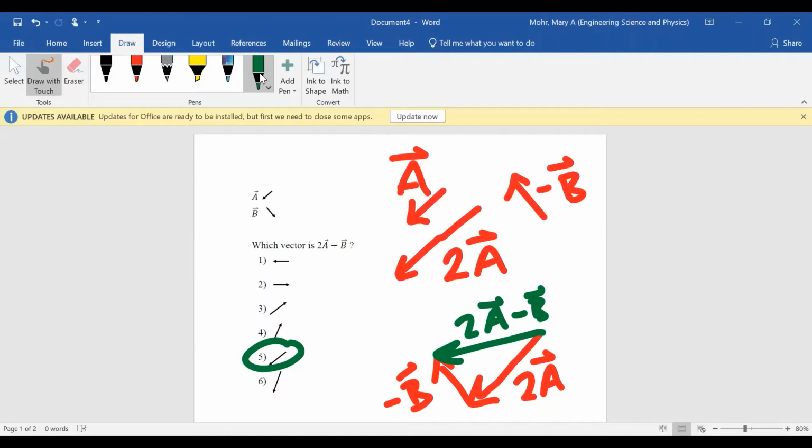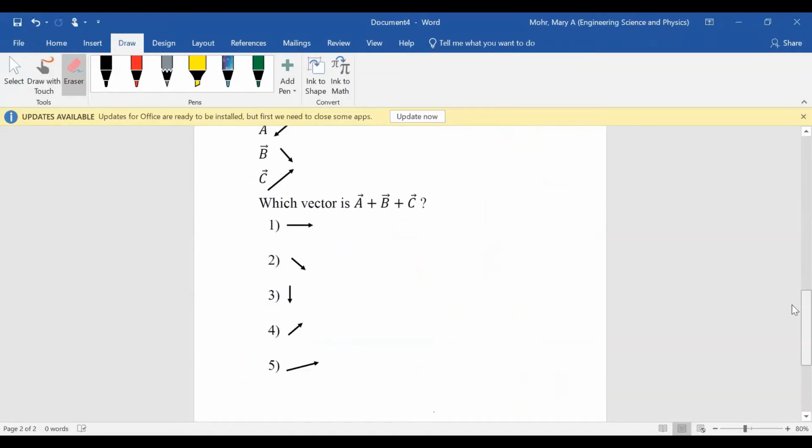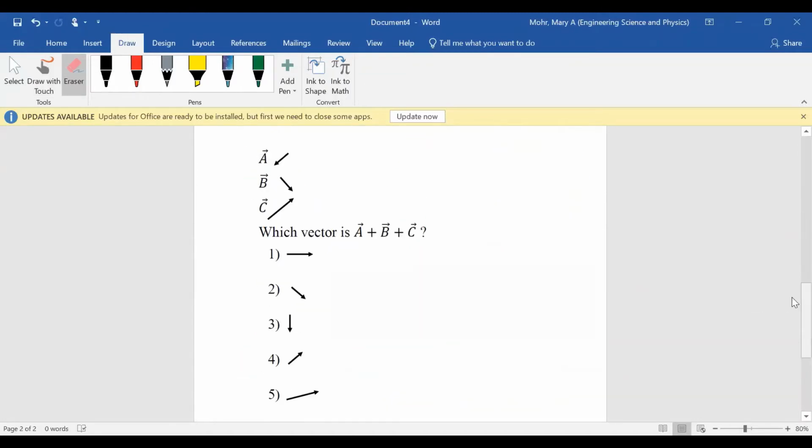Okay, now we're going to go on to the next question. For this question, we want to add a and b and c. So we have 3 vectors now. You can place them all tip to tail, then draw the resultant vector, and when you've done that, I think there's only 5 options there. Yeah, so when you've done that, you can resume the video.